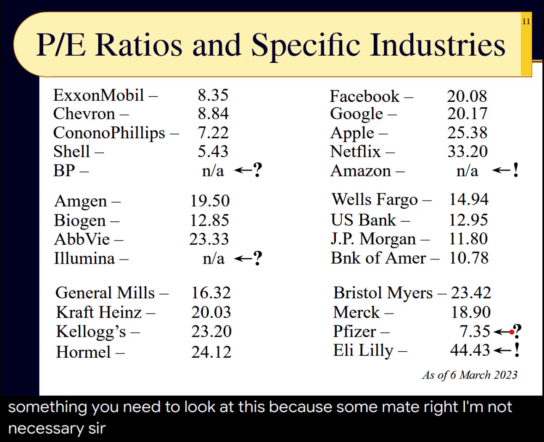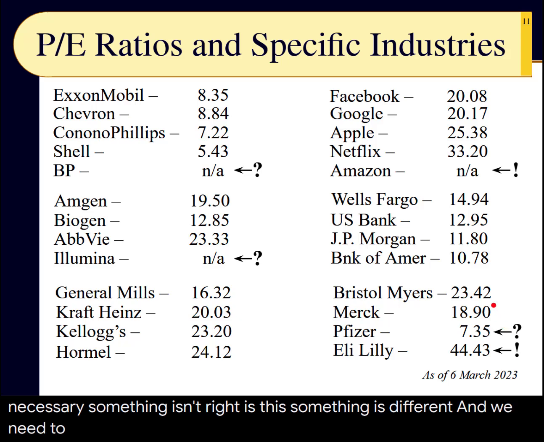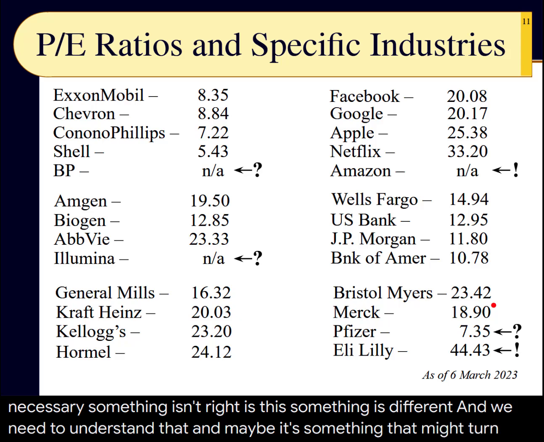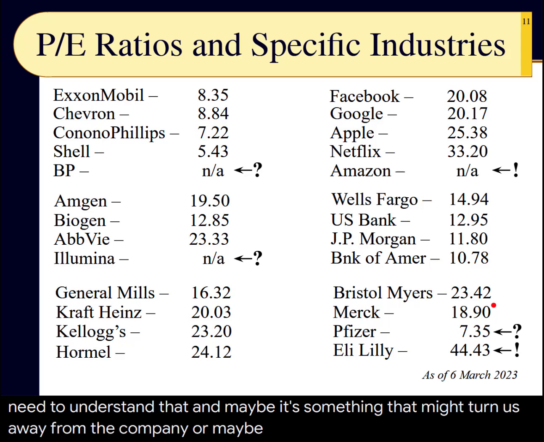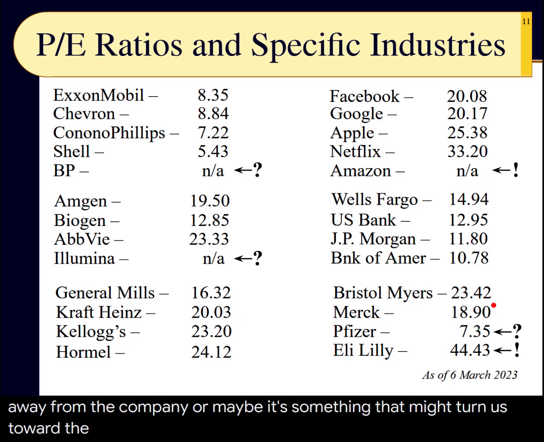Not necessarily that something isn't right. It's just that something is different about this company than its competitors, and we need to understand that. Maybe it's something that might turn us away from the company, or maybe it's something that might turn us toward the company. Maybe investors believe X and we believe Y.